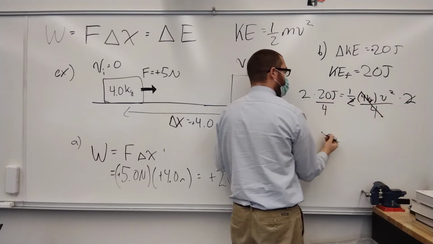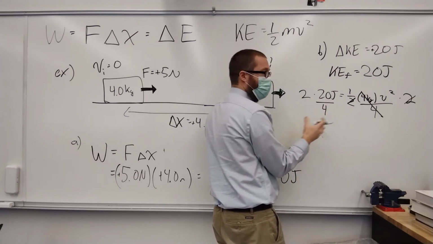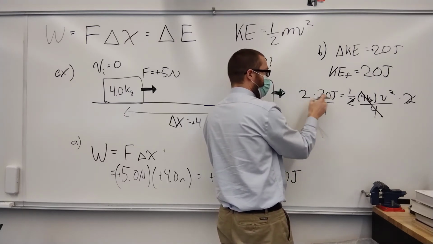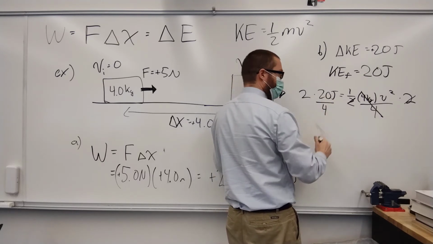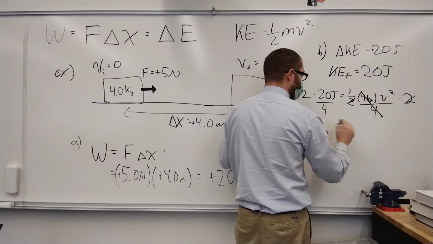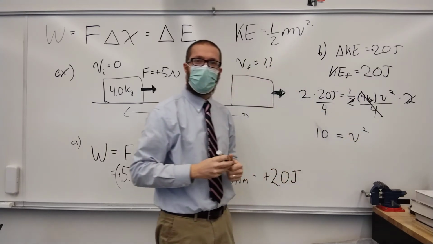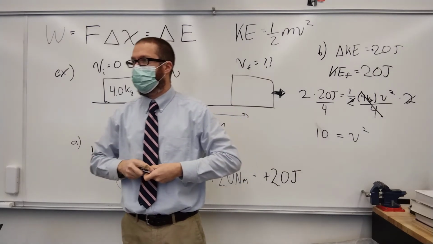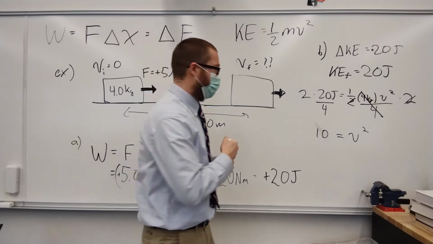All right. So I get 2 times 20 is 40, sorry. 40 divided by 4 is 10. I'm going to drop the units here. So 10 equals v squared. Then what's the final step to get the velocity? Take the square root of both sides. Good job, good job.